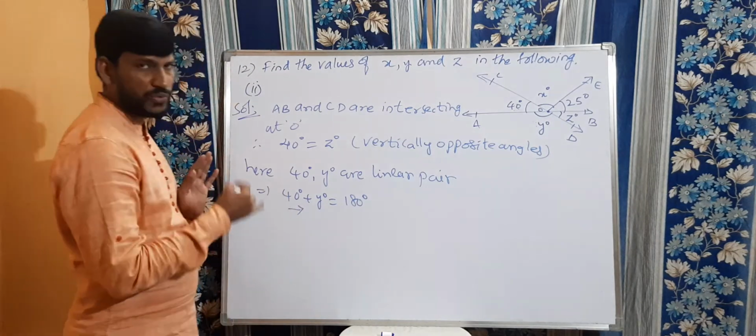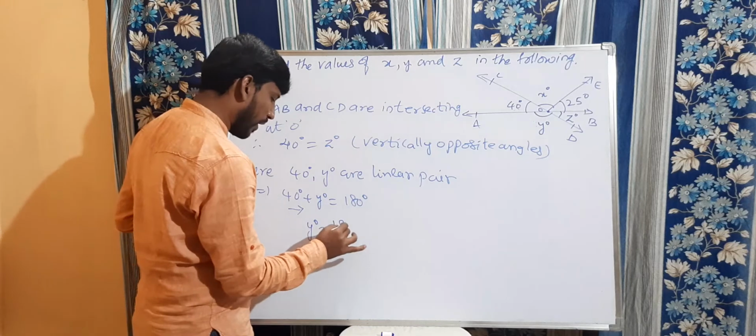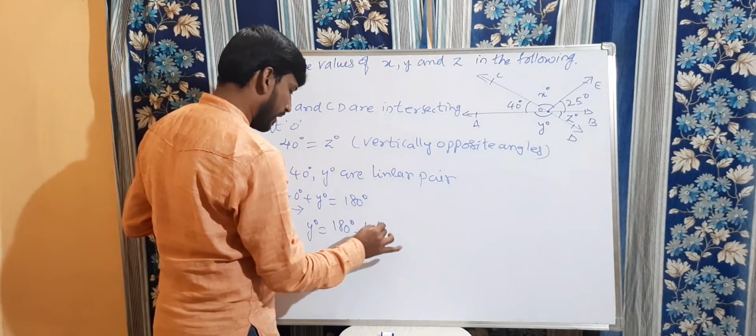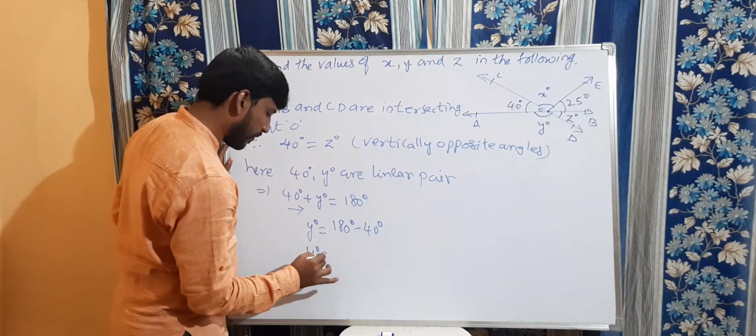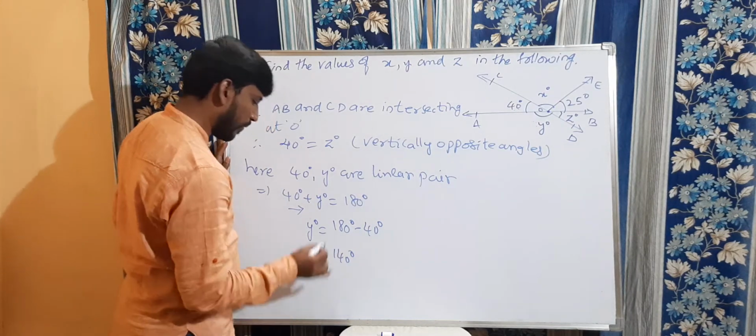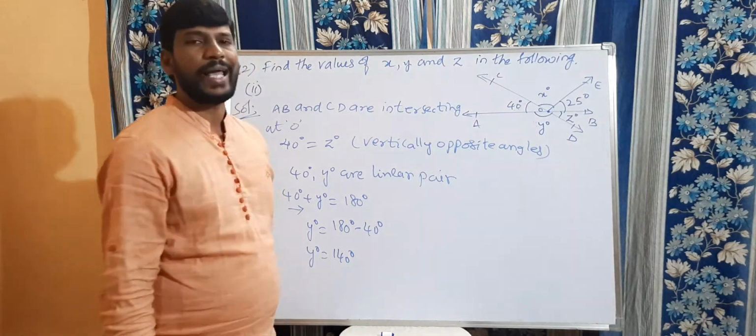Then we have to transpose 40 to the right hand side. Then Y degrees is equal to 180 degrees minus 40 degrees. Clear? So 180 minus 40 is nothing but 140 degrees. So we got Y value as 140. Now we need to find out only the X value.